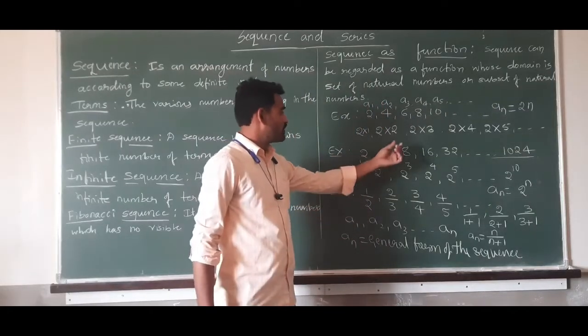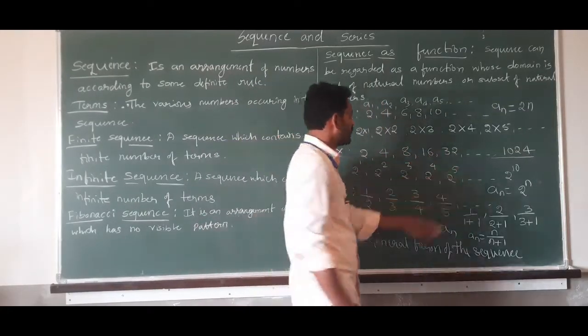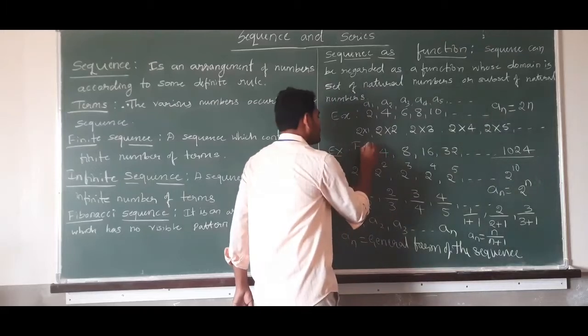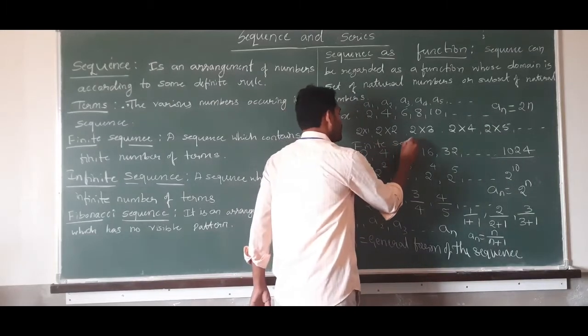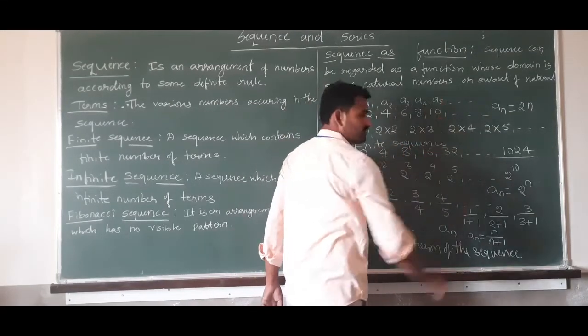So 2, 4, 6, 8, 16, 32. It is a finite sequence.